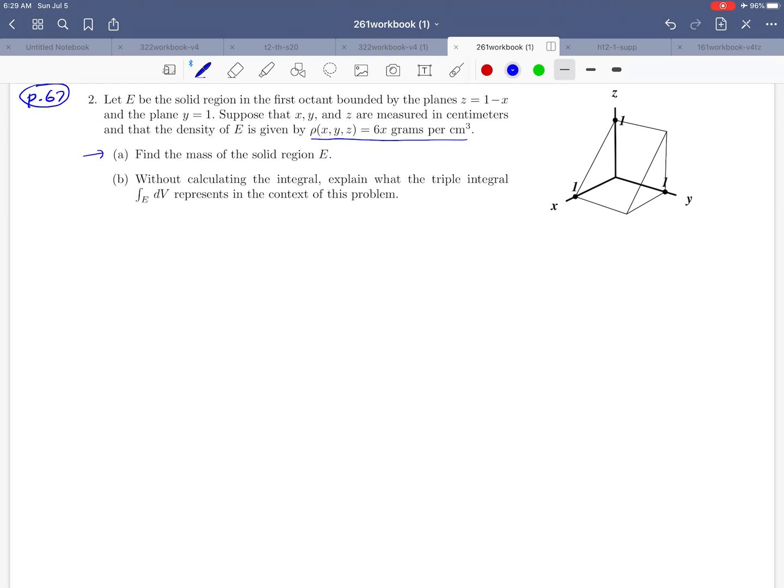Okay, in this case, they were nice enough to already give us a picture of our region. That should help us greatly in finding our limits of integration. So to get started in this, we know from the previous example that finding mass is about integrating the density. Okay, so I'm going to start there.